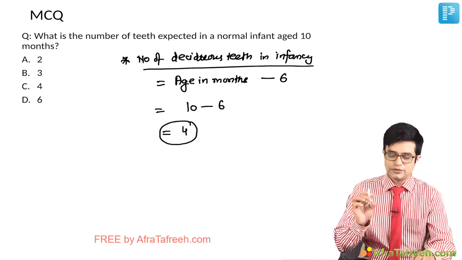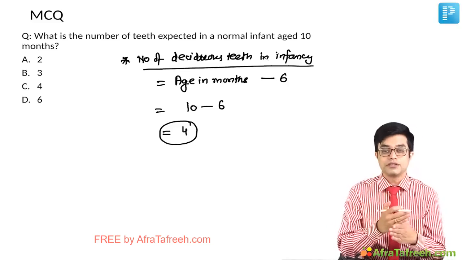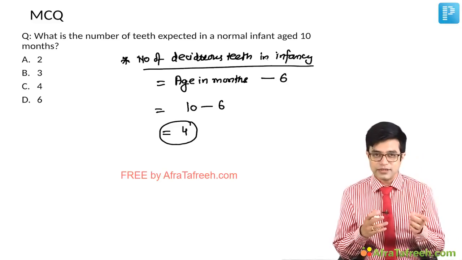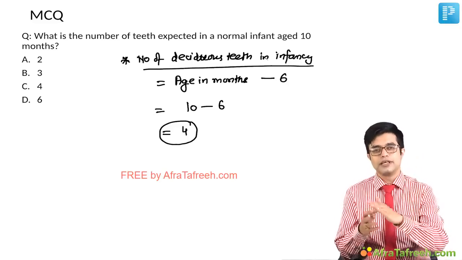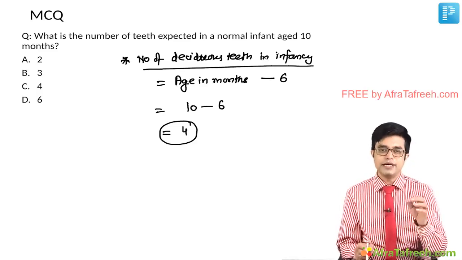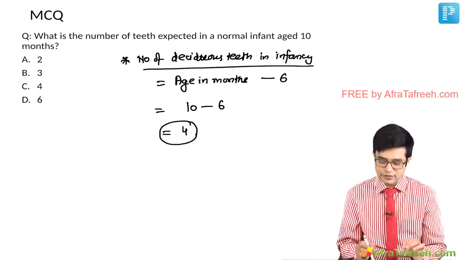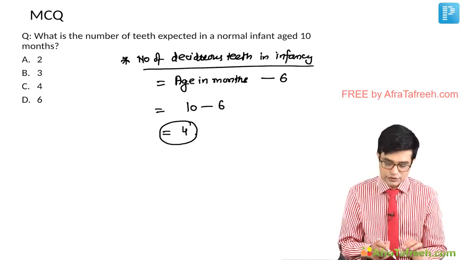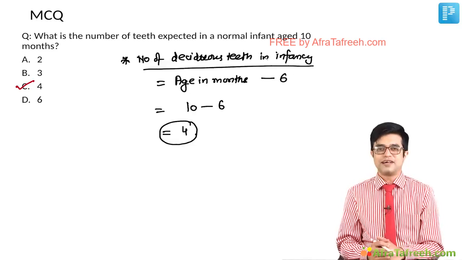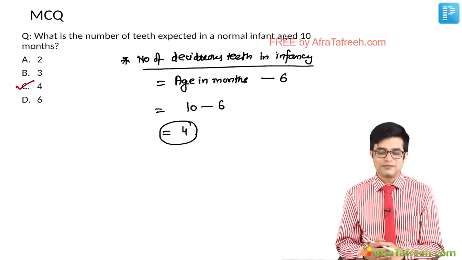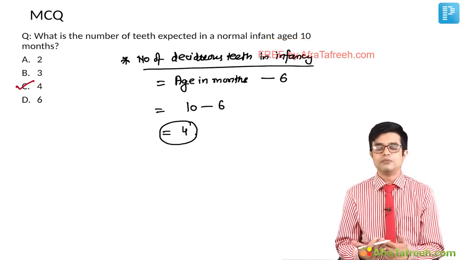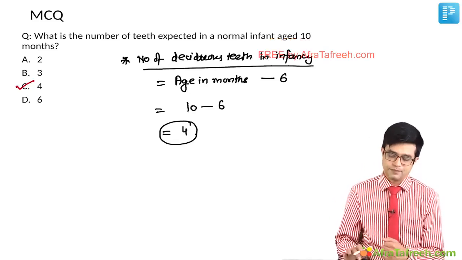So that is the number of deciduous teeth in infancy, and there is a reason for this. Deciduous teeth first erupt at 6 months and then one tooth erupts every month. So the number of deciduous teeth in infancy will be age in months minus 6, the total coming out to be 4. So the answer to this question is 4 teeth. Such questions are seldom asked in exams, but when you are preparing for super specialty, every question is important and you need to be prepared for questions like these.